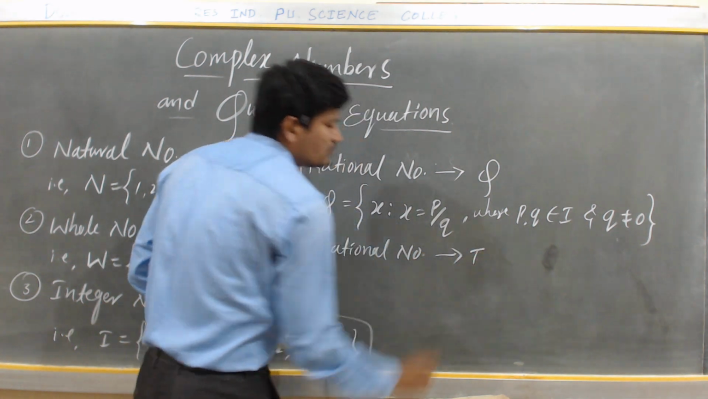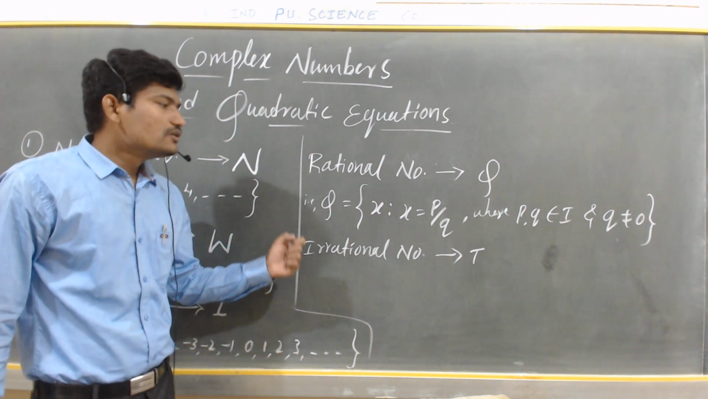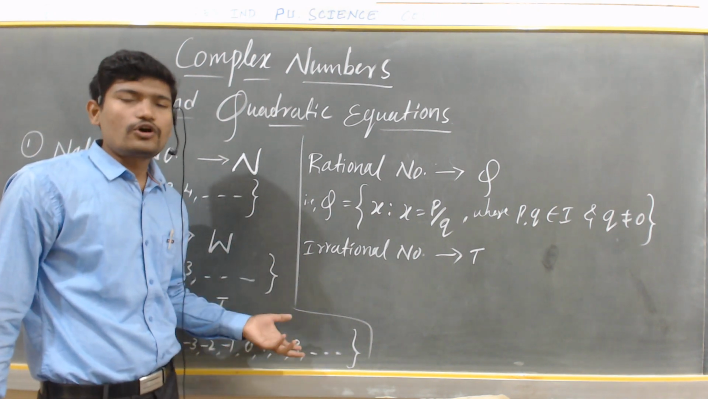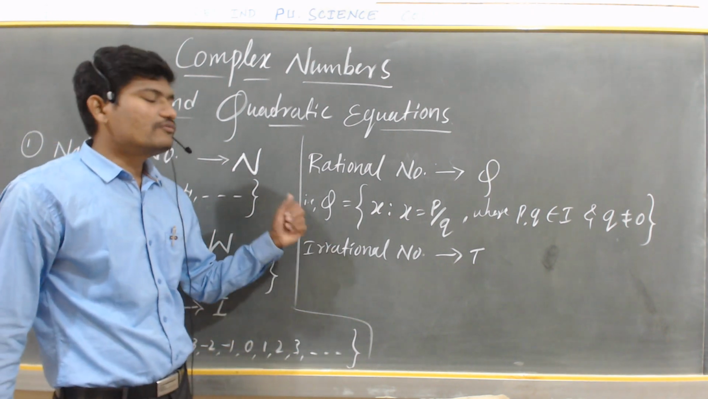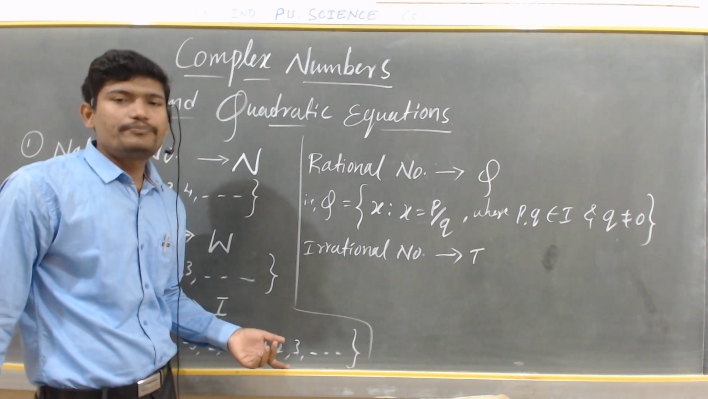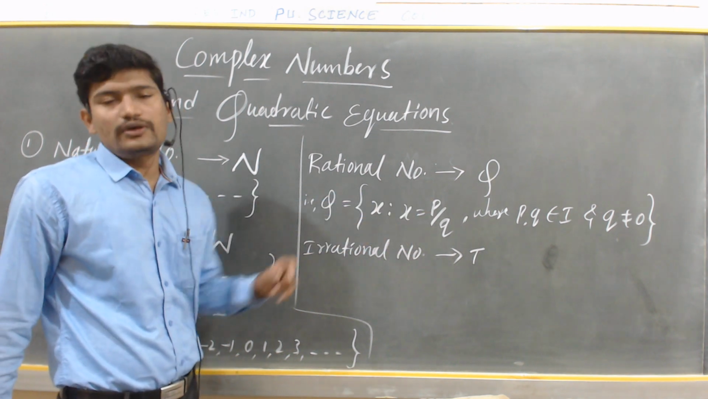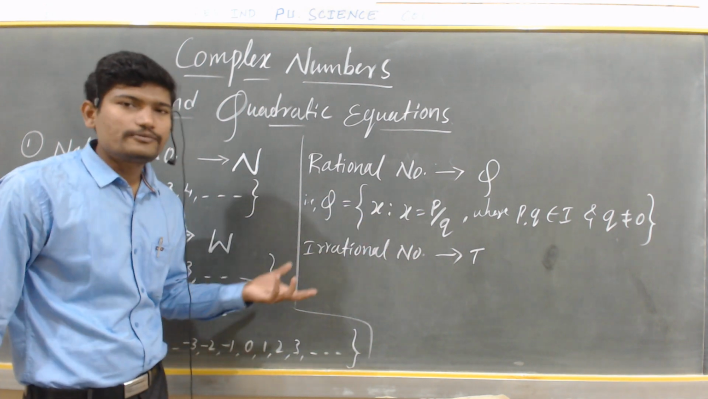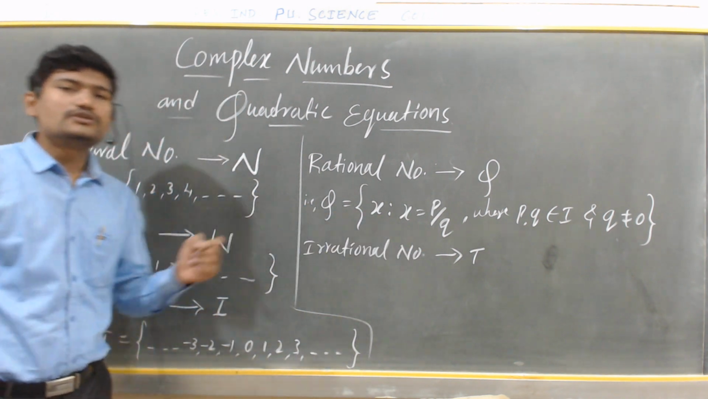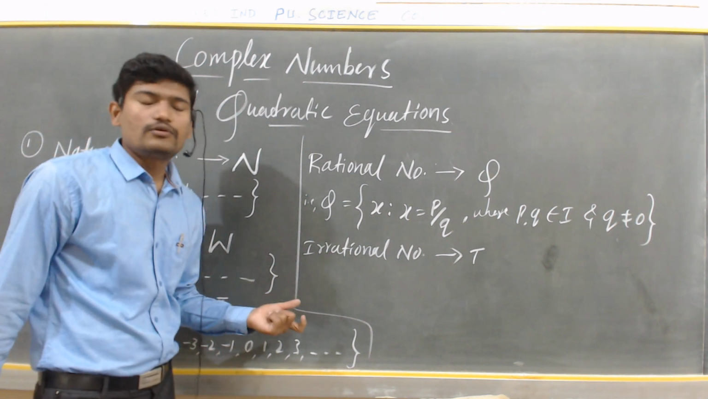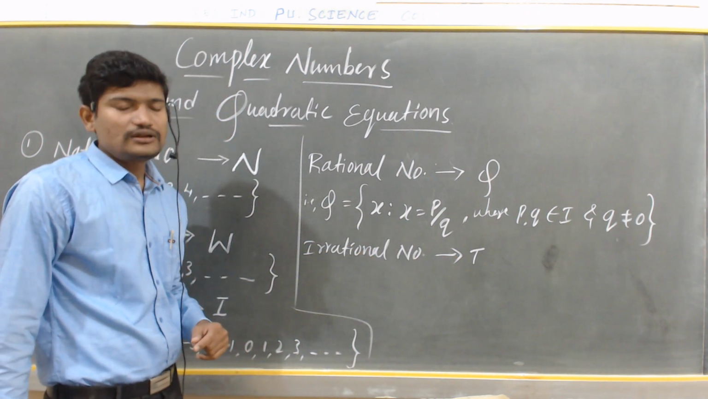So irrational numbers are numbers we can express in decimal form, like square roots and pi, which cannot be expressed in the form p by q. That is, x is not equal to p by q. We can express them in decimal form or symbolically, and the set is denoted by capital letter T.